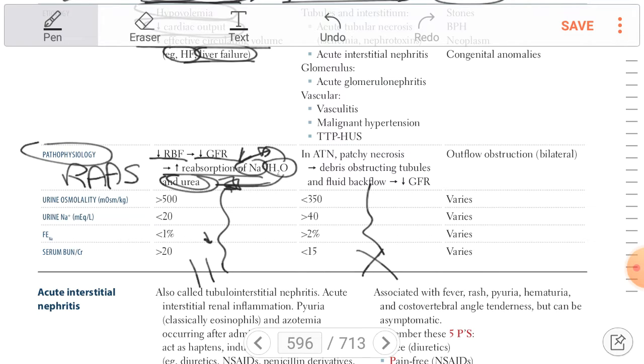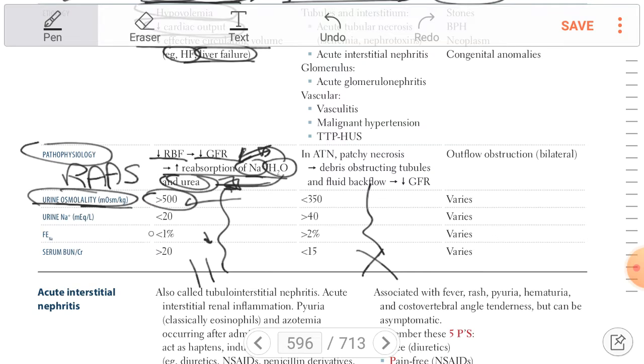So there is sodium reabsorption and potassium and hydrogen loss. Water follows sodium, so there is reabsorption of water. There is a decrease in the amount of water in the urine, leading to elevation of urine osmolarity to more than 500, because of the water reabsorption.